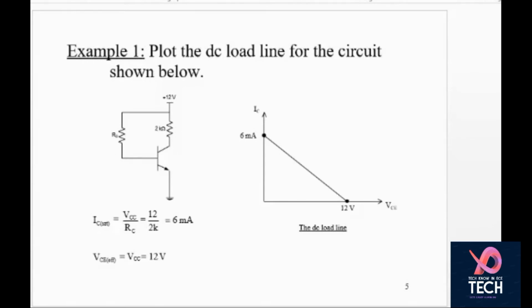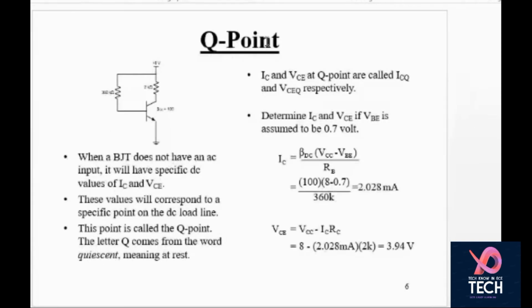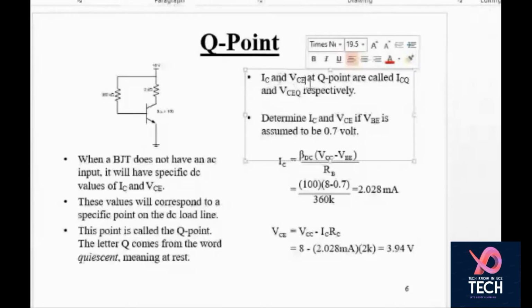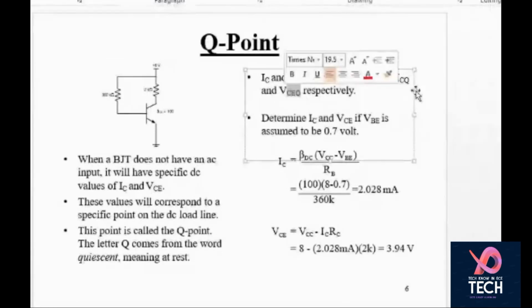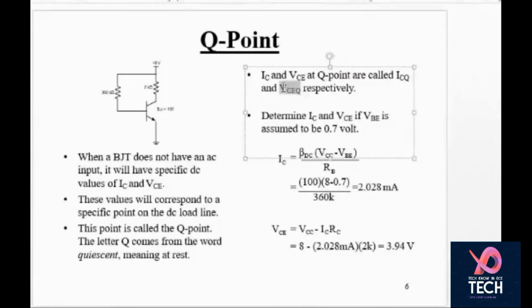Once the load line is okay, we will move towards the next thing, that is the Q point. Whenever we talk about biasing, we always talk about the Q point. That means your system is at rest. When your system is at rest, we say that your system is working at the Q point. At the Q point, you are supposed to find out the values of IC and VCE. So we add the term Q here. This gives you the collector current at the Q point, and this gives the collector emitter voltage at the Q point.